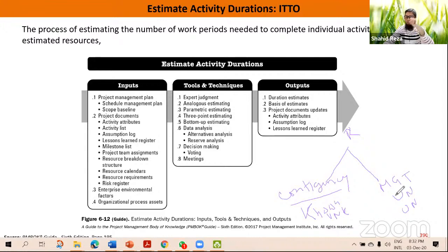Let me give you an example to understand the difference between contingency reserve, known unknown situation, and unknown unknown situation. In Dhaka, in the rainy season, a lot of rain will happen, we know. So the Roads and Highway Division of Bangladesh plans not to do any roads and highways work in the rainy season because the work will be hampered by the rain. So they choose to work in the winter season.